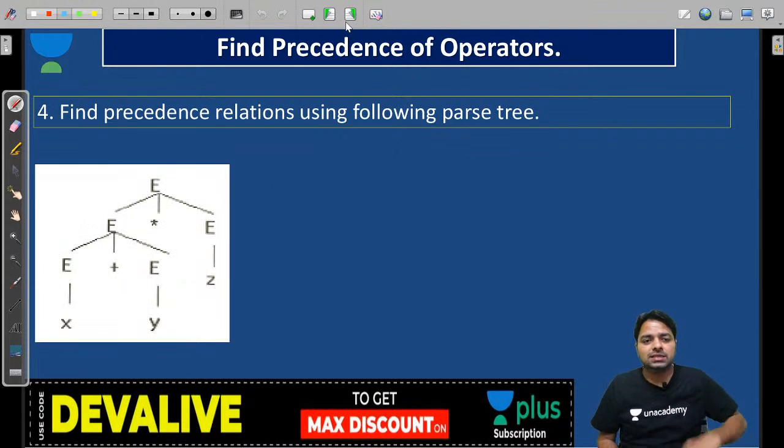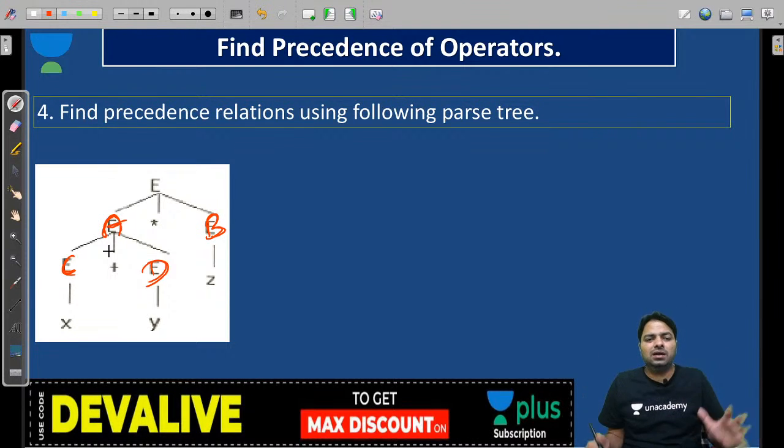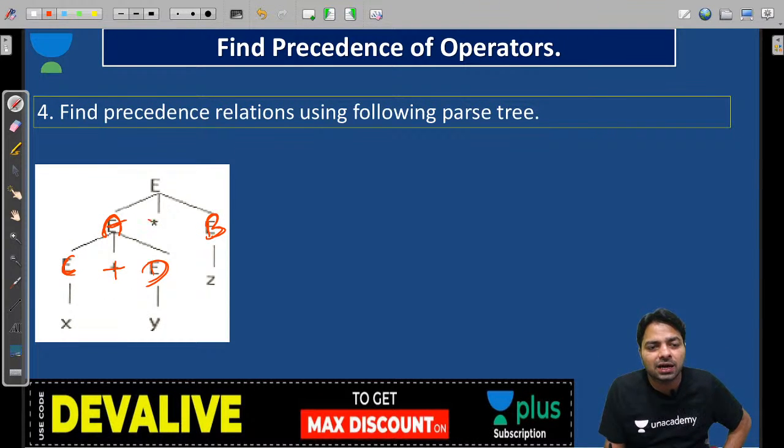Now focus again, guys. Now we have this tree. And please, guys, to avoid confusion, I'm renaming these non-terminals because that gives another meaning in the grammar. Now we have something like this parse tree. Now this is a plus and star.